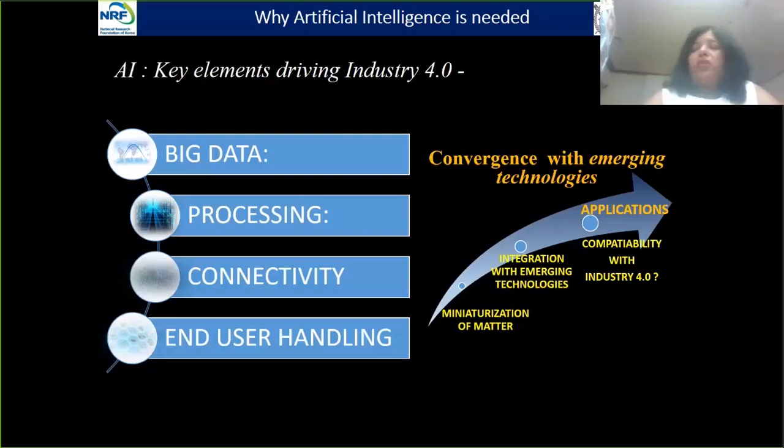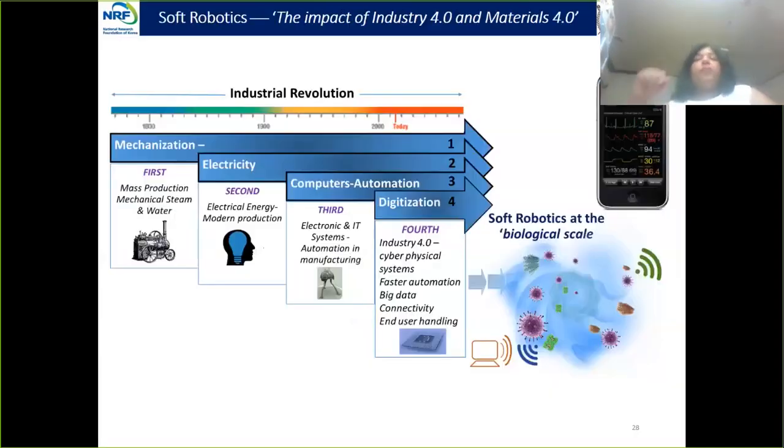Industry 4.0, what is it actually? If we see the Industrial Revolution graph, we see that the first Industrial Revolution was mechanization. The second Industrial Revolution was related to electrical energy. The third was related to electronic and IT systems. And the fourth one is now digitization. And digitization means we can really use artificial intelligence in this system very wisely.